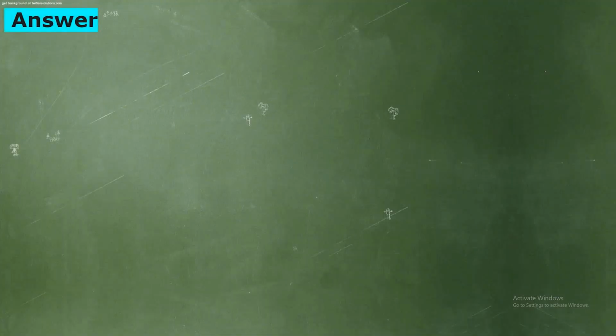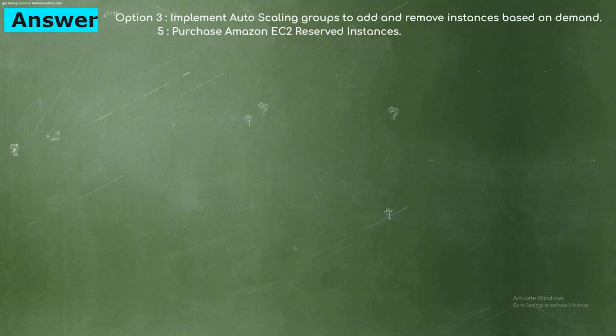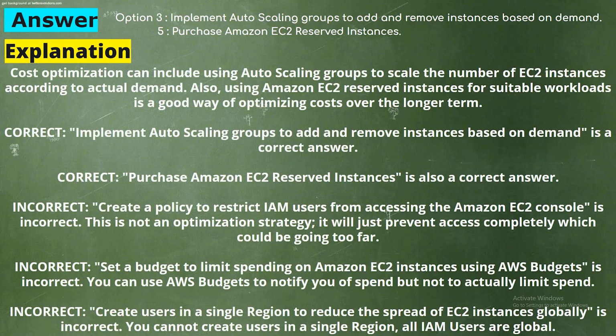And the correct answers are: Option 3. Implement auto-scaling groups to add and remove instances based on demand. And Option 5. Purchase Amazon EC2 reserved instances. Explanation. Cost optimization can include using auto-scaling groups to scale the number of EC2 instances according to actual demand. Also, using Amazon EC2 reserved instances for suitable workloads is a good way of optimizing costs over the longer term.